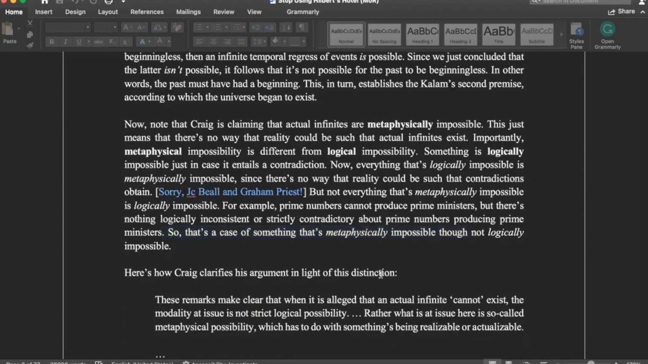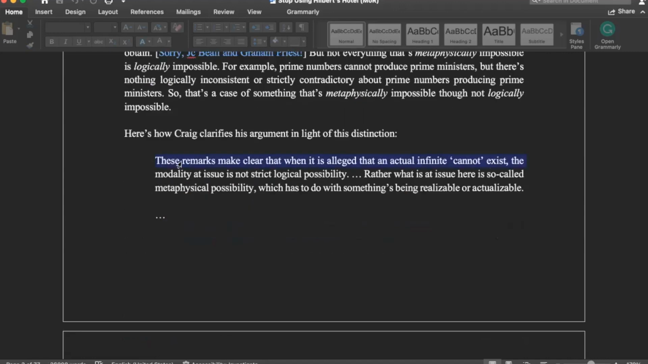Here's how Craig clarifies his argument in light of this distinction. These remarks make clear that when it is alleged that an actual infinite cannot exist, the modality at issue is not strict logical possibility. Rather, what is at issue here is so-called metaphysical possibility, which has to do with something's being realizable or actualizable. In other words, something's being able to obtain.